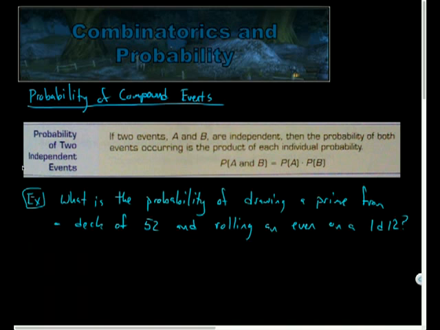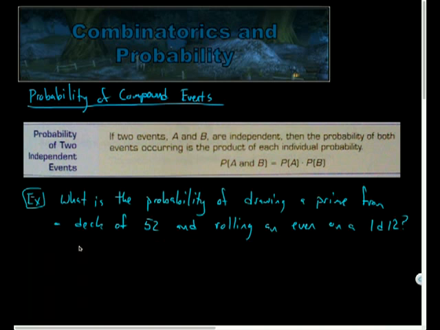Greetings and welcome. In today's video, we're going to talk about the probability of compound events. What we mean by compound is we have multiple events occurring either in succession of one another or simultaneously, and we're going to have to find the probability of both occurring successfully at the same time.